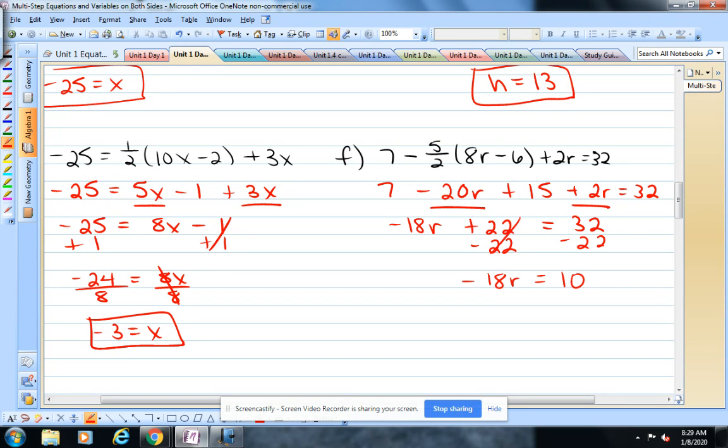Then what? Divide by negative 18. What am I going to have? A fraction. I'm not going to get a decimal. There was not a decimal anywhere in that problem, so you better not give me a decimal answer. Just reduce that fraction, please. What is it reduced to? Negative 5/9. Yeah, you just divide them both by 2.